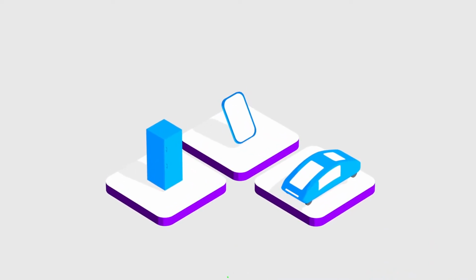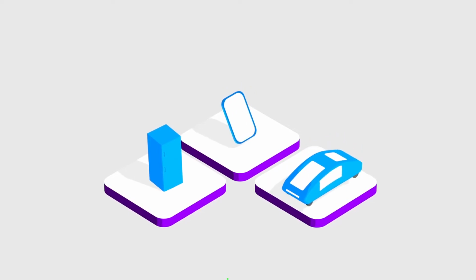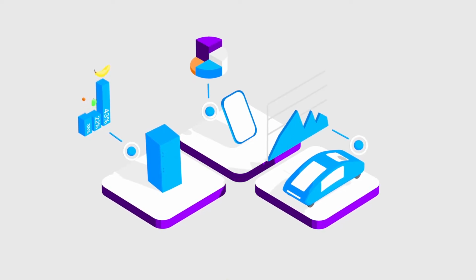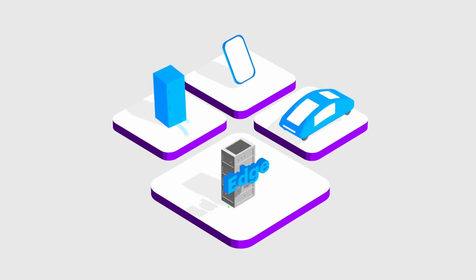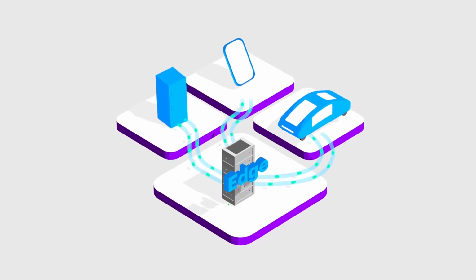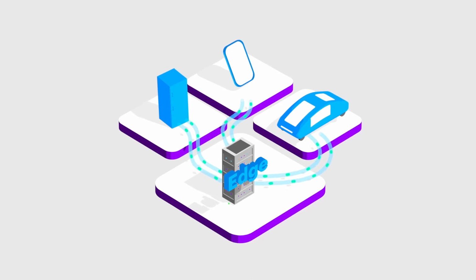You have edge devices like smart refrigerators, mobile phones, and self-driving cars. Each one has the capacity to run analytics and store data locally. Those devices send data to a nearby edge server or gateway. The server coordinates data coming from the devices, monitors it, and communicates with the devices.